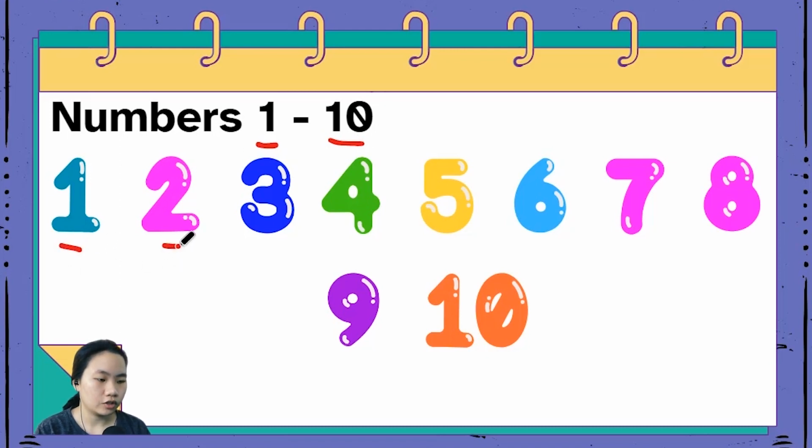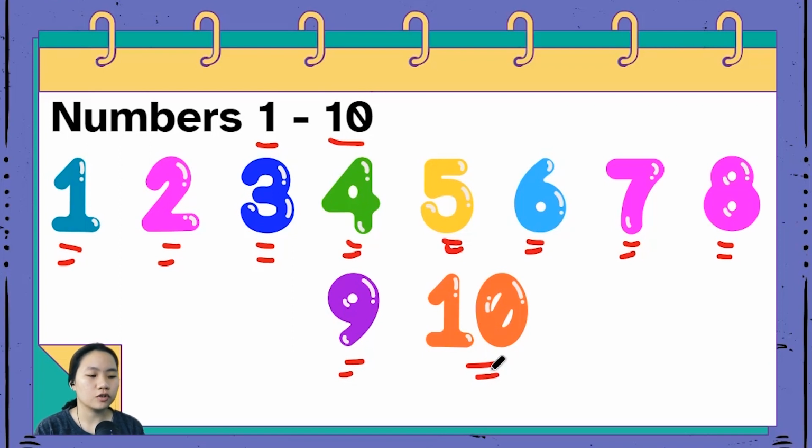1, 2, 3, 4, 5, 6, 7, 8, 9, 10. Let's repeat it one more time with me. 1, 2, 3, 4, 5, 6, 7, 8, 9, 10. Now, try to read it on your own.